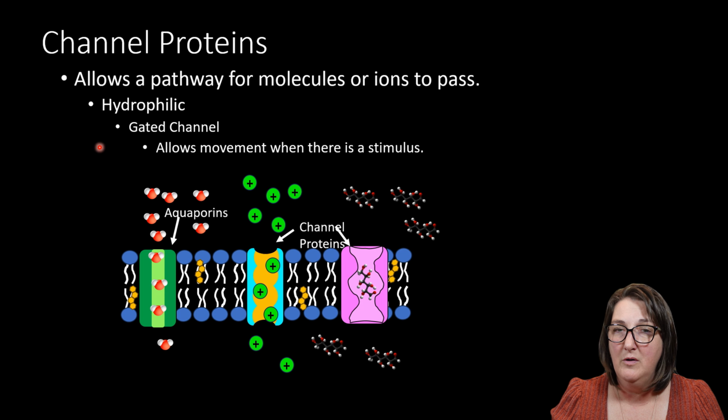It's going to allow movement when there's a stimulus. Sometimes this may not be charged and then it can charge itself up. I might have some type of gradient that has to be created before it works, but there's going to be some type of stimulus that's going to allow it through.